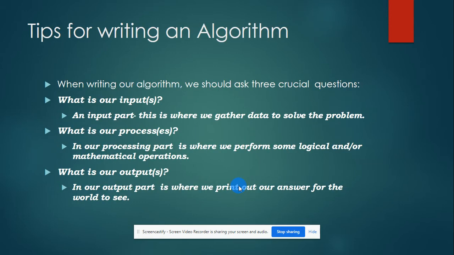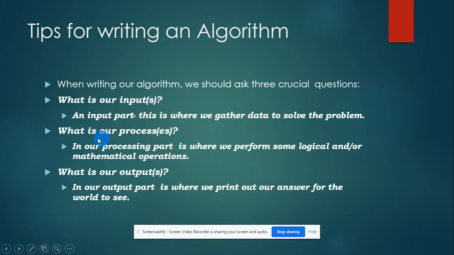These are some tips that we have to observe in order to write an algorithm. When writing our algorithm, we should ask three very crucial questions. What is our input or inputs? An input part is where we gather data to solve the problem. So for example, let's consider we have to find the average of two numbers. The first thing we need is our input, which will be asking to enter our first number and our second number. That's our input part.